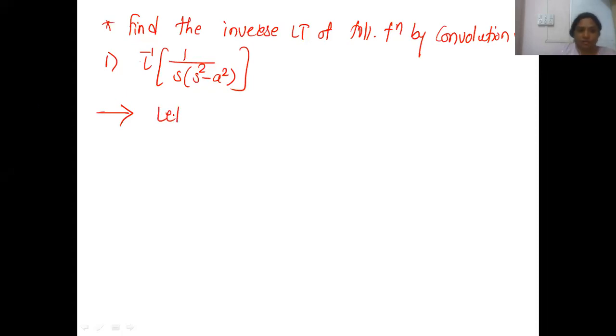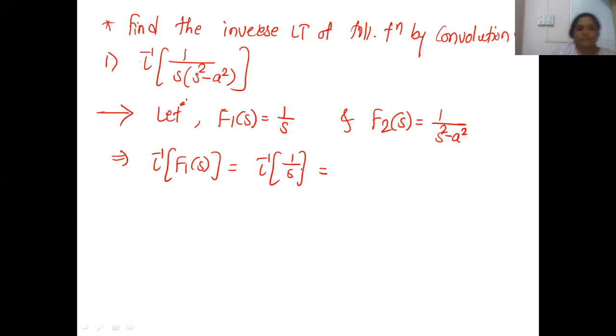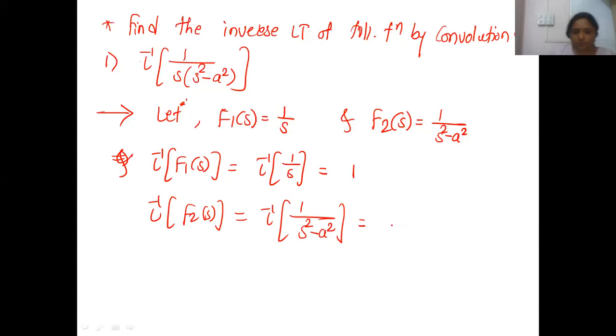Correct? Yes. So let f1(s) be 1 by s and f2(s) be 1 upon s square minus a square. That is f1(s) into f2(s). Next, you have to find the Laplace inverse of f1(s), that is Laplace inverse of 1 by s. What is that? 1. Right. One. Solve this separately and find out the answers. And Laplace inverse of f2(s), that is Laplace inverse of 1 upon s square minus a square. What is that? 1 upon a into sine hyperbolic at.